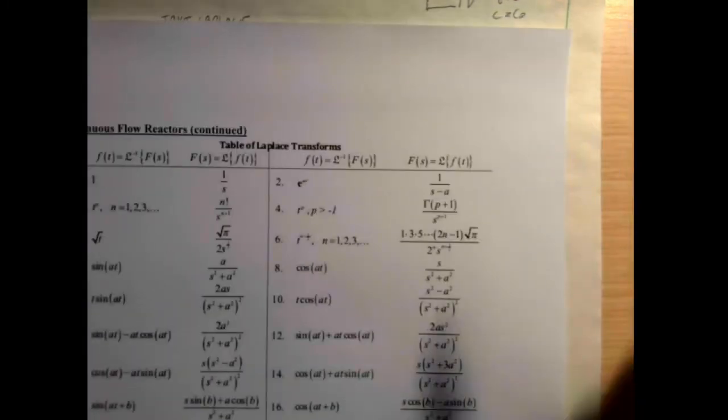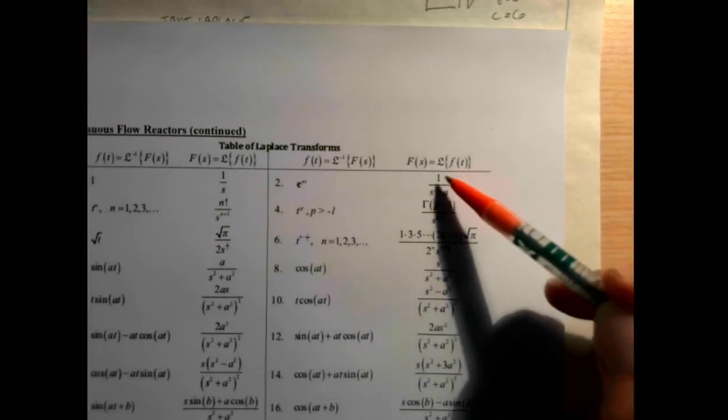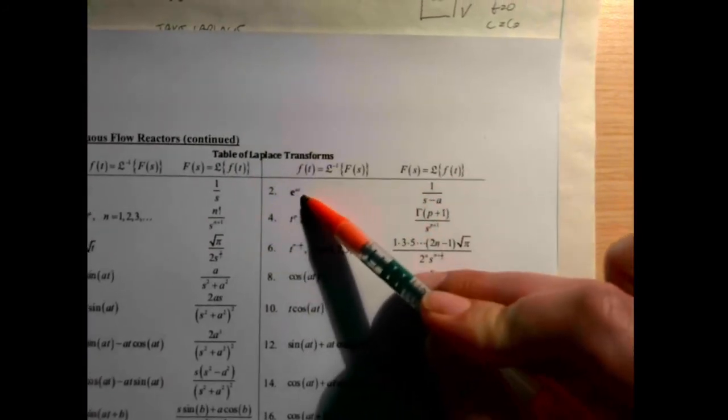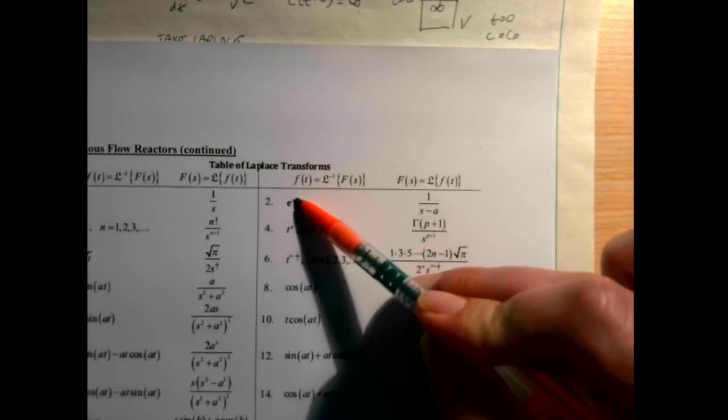So I can go back to my table here, and if you look up at the very top, you'll see that 1 over s minus a is e to the at in the real domain. So 1 over s plus q over v is going to be e to the minus q over v times t. So we get c0 e to the minus q over v times t, and we're done.